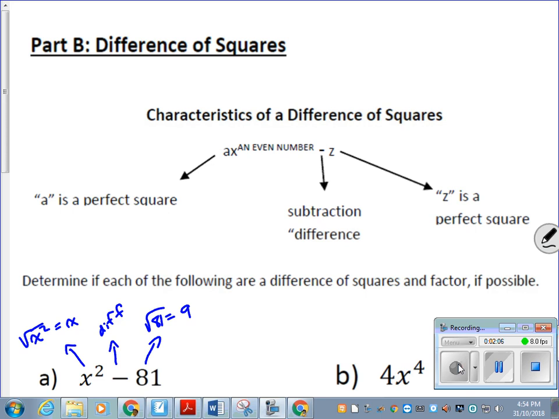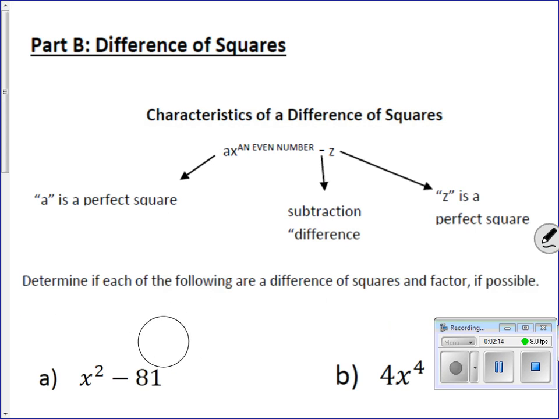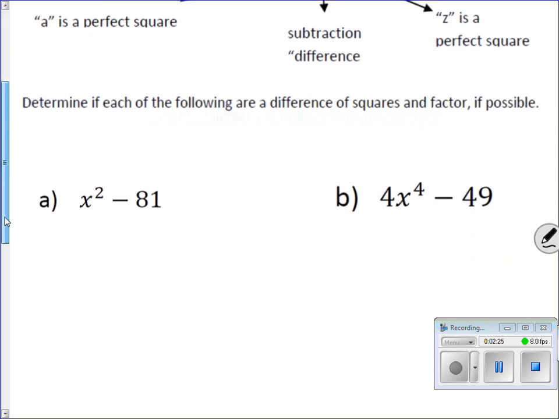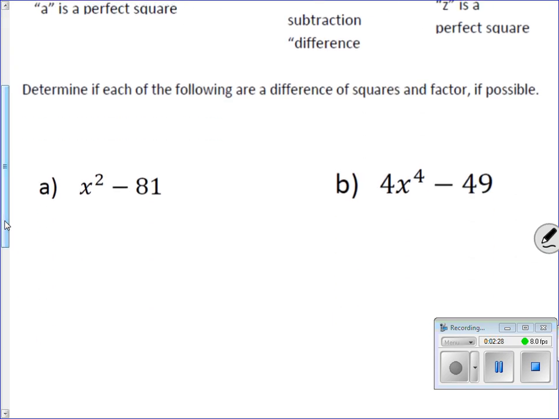So when we talk about difference of squares, we're talking about the difference of the squares of two things raised to an even number. So we have ax to an even number minus z, where z is a perfect square. So let's take a look at some problems. I need you to remember our final equation was a squared minus b squared, and that was equal to a plus b times a minus b. So it goes backwards in that direction.